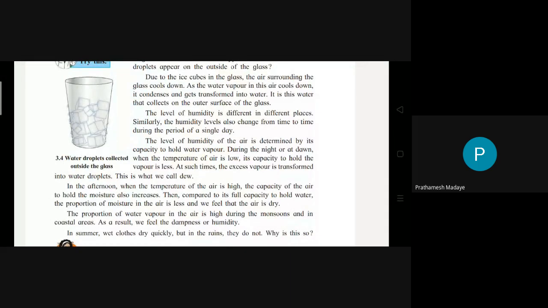And at such time, what happens? The excess vapor is transformed into the water droplets and we call them as dew.